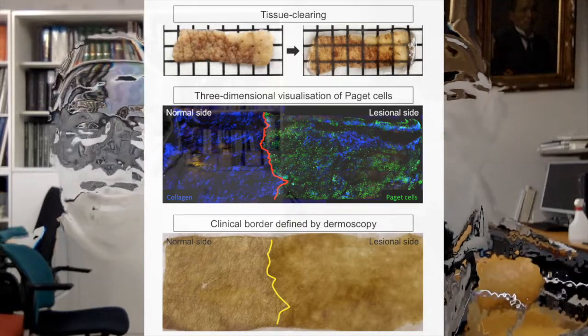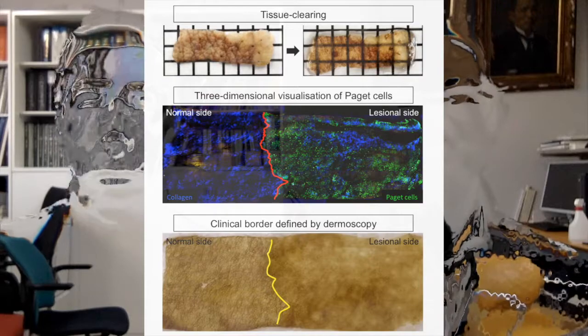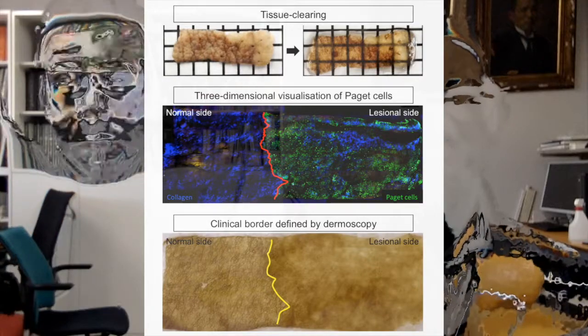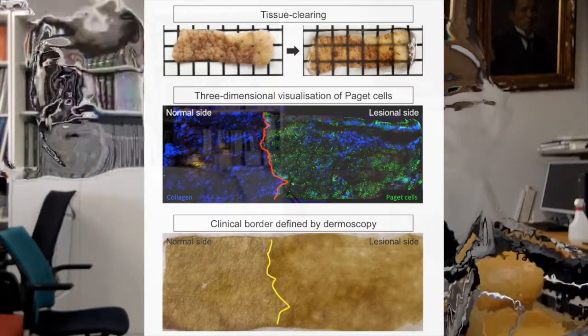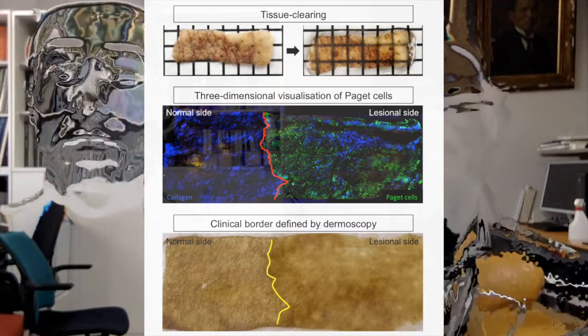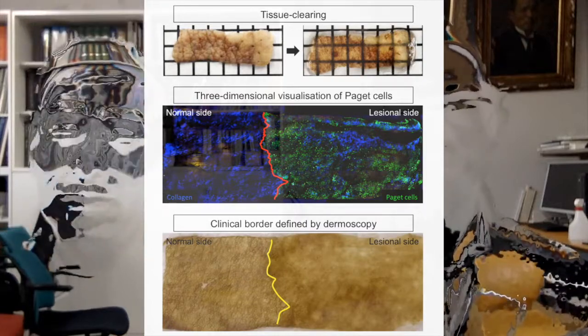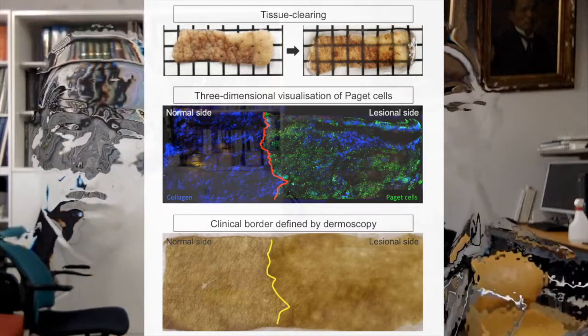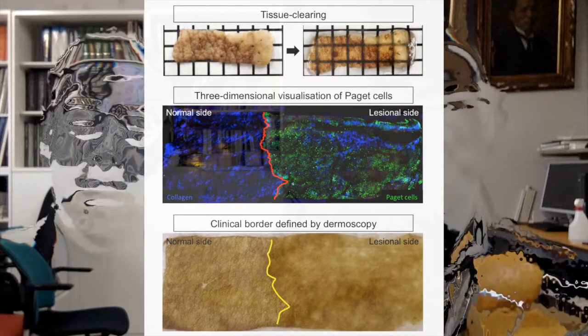Then we visualized the histological borders in 3 dimensions by 2-photon microscopy. These borders were compared to the clinically visible borders defined by dermoscopic images of the same samples.